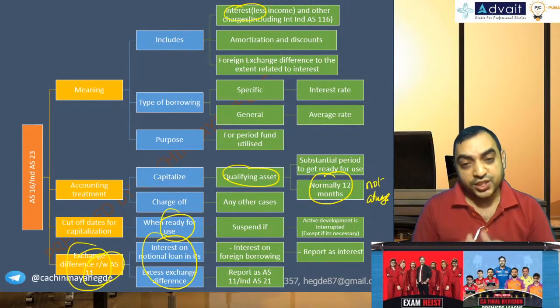Relevant for foreign exchange, we have to discuss. Before that, if you have any question up to this point, please ask. Are you covering all AS related to the old syllabus?